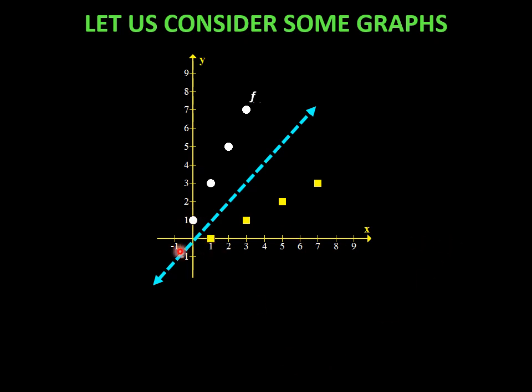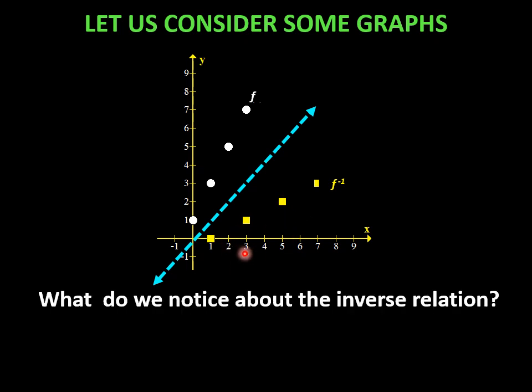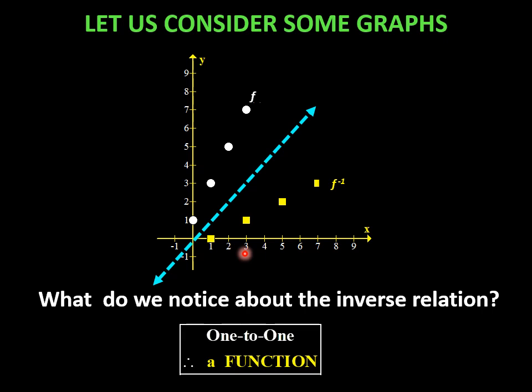So now, f was a function. Let's look at the inverse now. There's the inverse, so now we need to check the inverse. 1 y for 1 x, 1 y for 1 x, and so on. So the inverse there is also representing a function. It's 1 to 1, so it also represents a function.